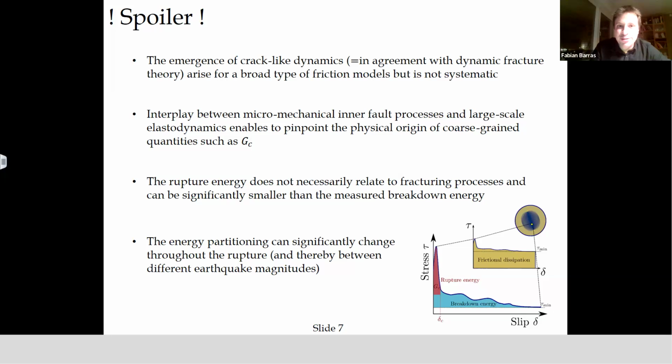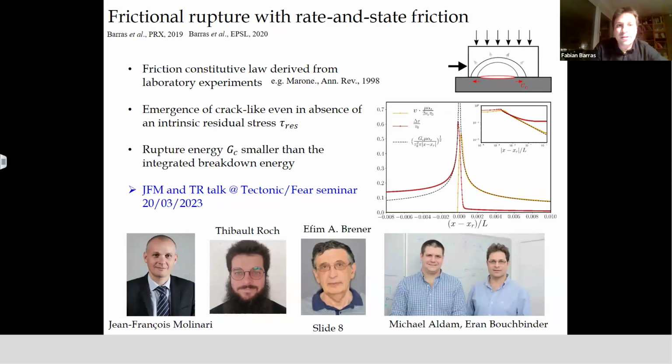Okay. So let's start with the first type of model. That's a bit where this whole story started when I studied frictional rupture, using rate and state friction. And that was back at the time of my PhD studies under the supervision of Jean-François Molinari. This was a collaboration that we had with Thibaut, Efim, Michael, and Eran. In this first type of model, the frictional rheology used at the interface is rate and state friction. We tried different versions of the rate and state friction, this laboratory-derived friction law.